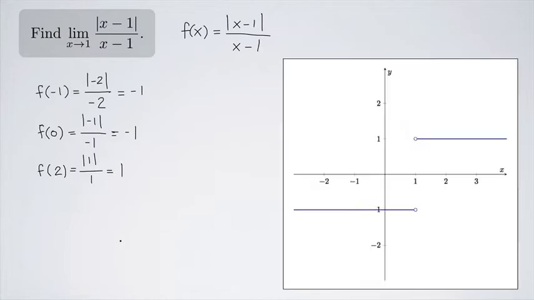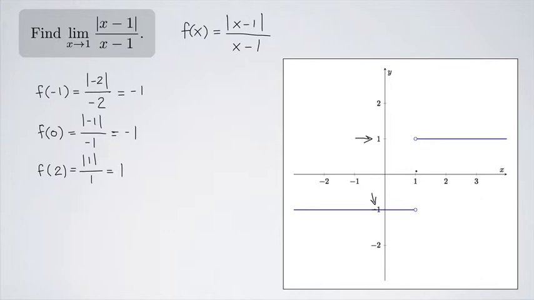So let's look at the graph. The graph kind of confirms this here. We have 1 for everything up here. This is our value of 1. And then we have negative 1. You can't see the negative, but it's there. There's a negative right there. We have a negative 1 for everything to the left of 1.